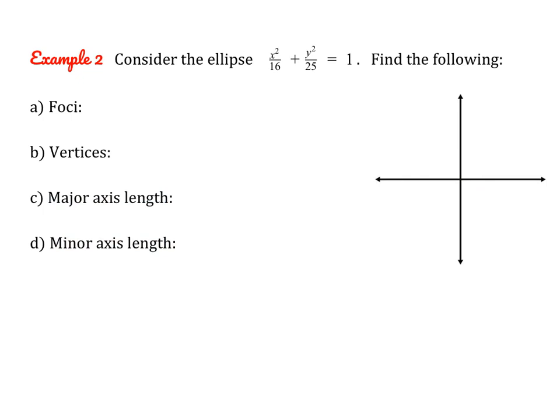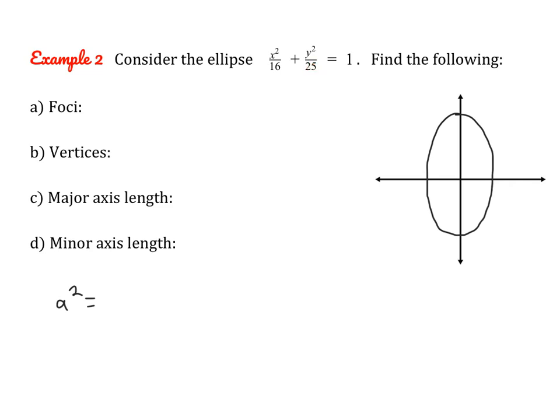Okay, let's try one more example together. So here we have the equation x squared over 16 plus y squared over 25 equals 1. In this case, you can see that our larger denominator is under y squared, so that means that we have a vertical ellipse. So it looks like this.